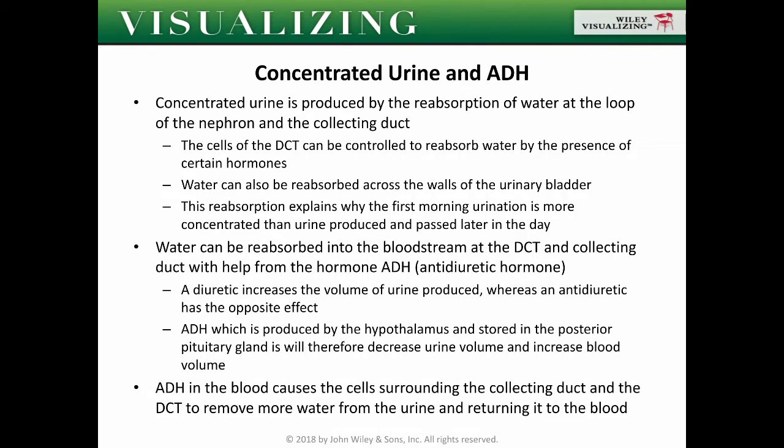So water can be reabsorbed into the bloodstream at the DCT and the collecting duct with the help of the hormone ADH. This is the antidiuretic hormone. A diuretic increases the volume of urine produced, whereas an antidiuretic has the opposite effect. Not only hormones have this effect, but also some components in our diet. Caffeine, if I remember, is a diuretic. Some drugs have diuretic or antidiuretic effects depending on their actions. So when you say diuretic, it increases the volume of the urine produced.